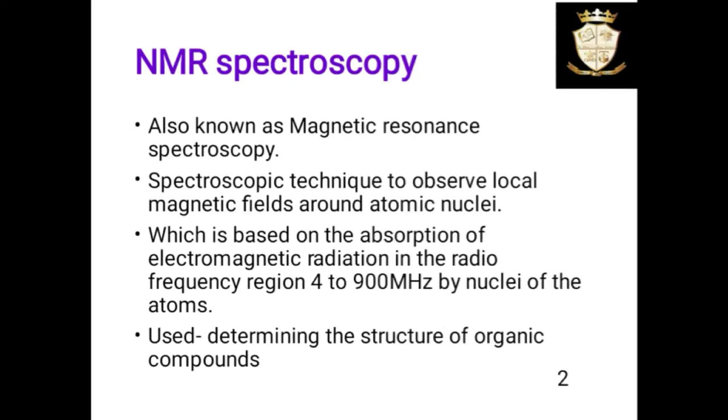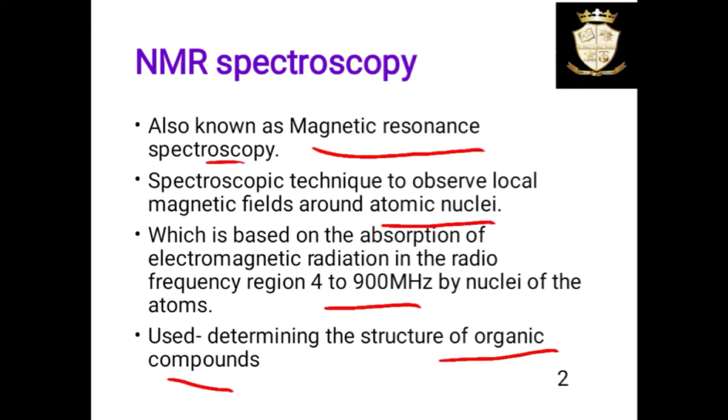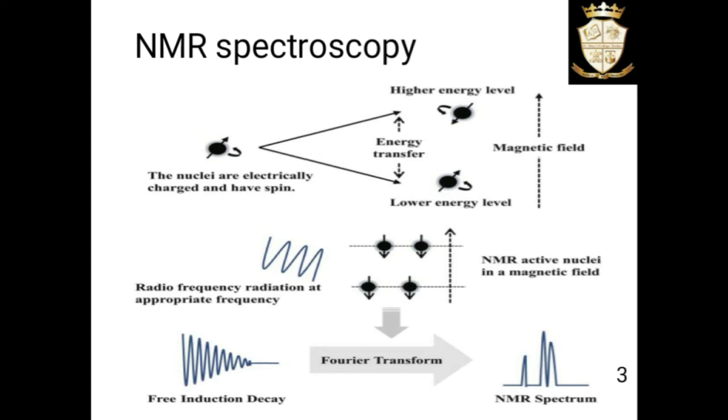Okay, NMR spectroscopy. It is also known as magnetic resonance spectroscopy, and it is the spectroscopic technique to observe the local magnetic field around atomic nuclei, which is based on the absorption of electromagnetic radiation in the radio frequency region at 4 to 900 megahertz by nuclei of the atom, and it is used to determine the structure of organic compounds. That is NMR spectroscopy.